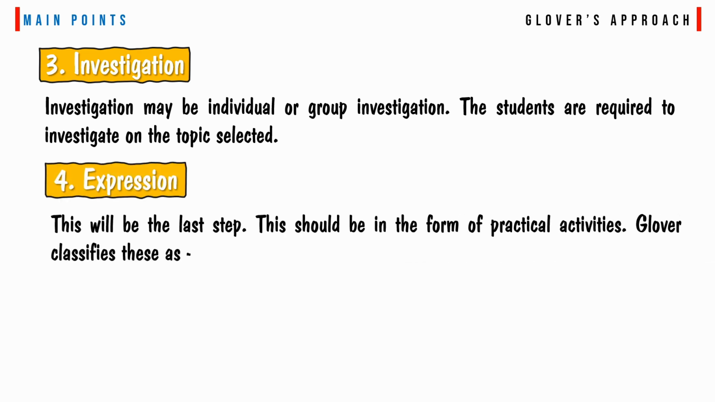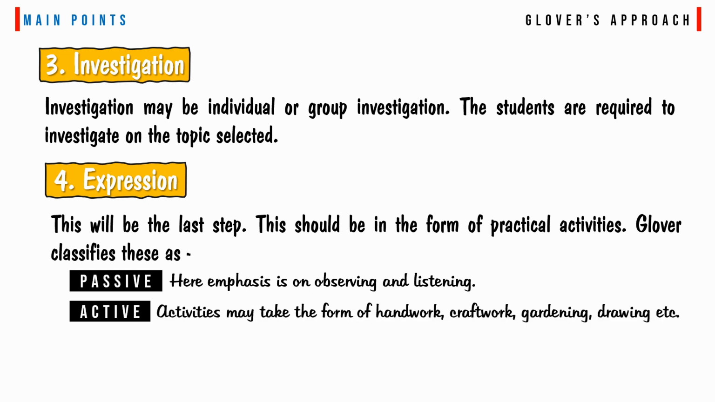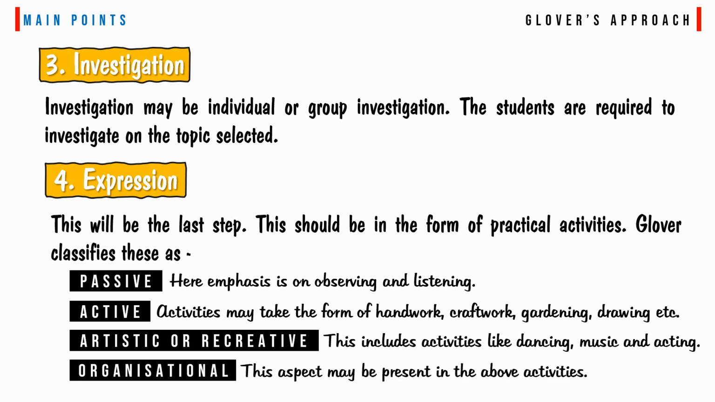Expression. This will be the last step. This should be in the form of practical activities. Glover classified these as passive. Here emphasis is on observing and listening. Active. Activities may take the form of handwork, craft work, gardening, drawing, etc. Artistic or recreative. This includes activities like dancing, music and acting. And organizational. This aspect may be present in the above activities.